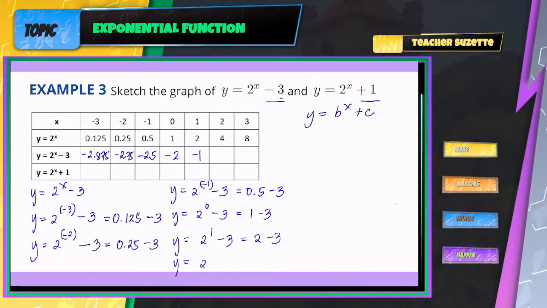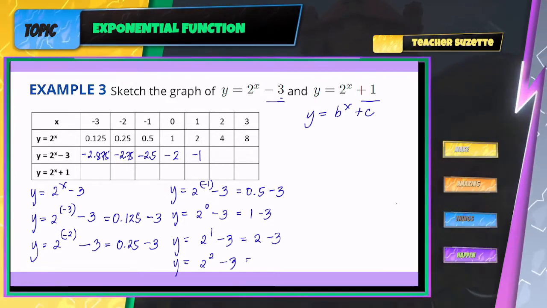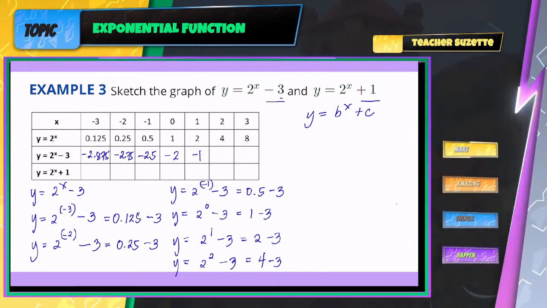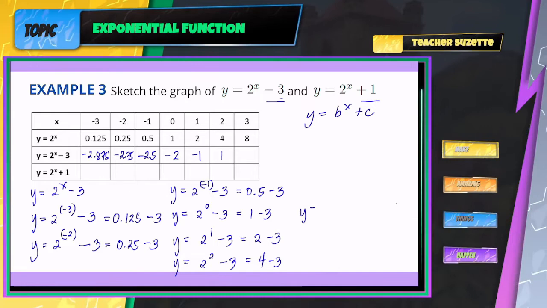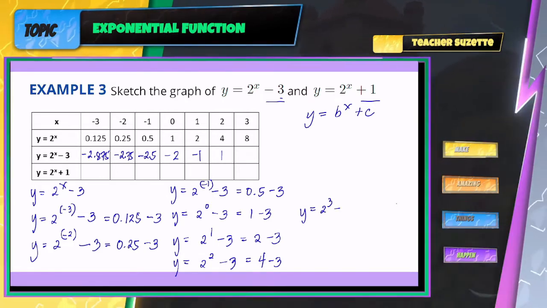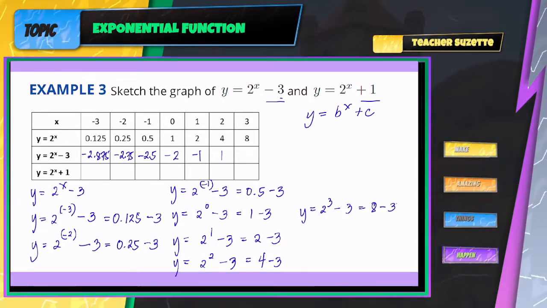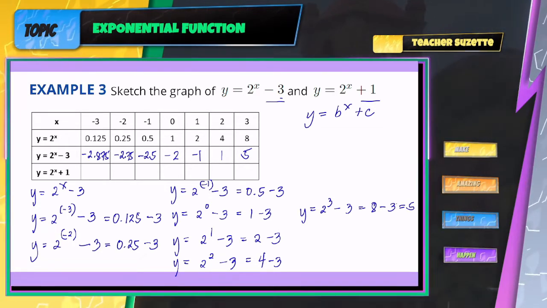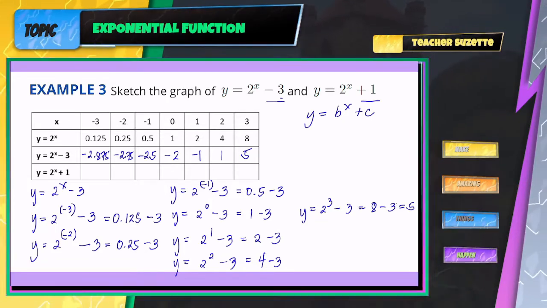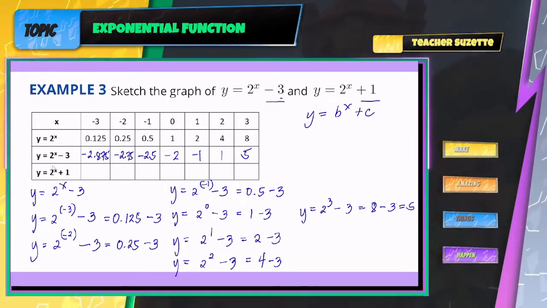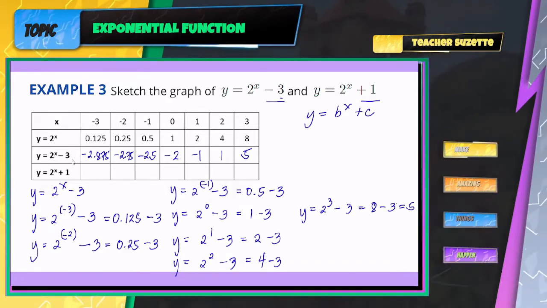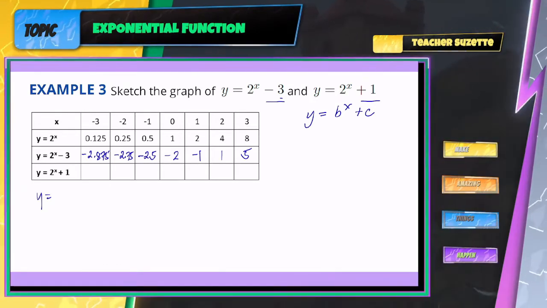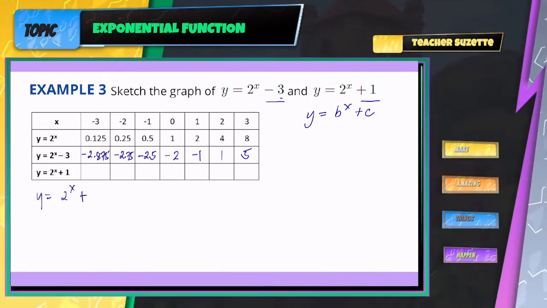Next, y is equal to 2 raised to 2 minus 3 and 2 raised to 2 is equal to 4 minus 3. 4 minus 3 is equal to positive 1. Last, y is equal to 2 raised to 3 minus 3. So, 8 minus 3 is equal to 5. So, ayan. Na-complete na po natin yung ating y coordinates for the function y is equal to 2 raised to x minus 3. Next, let's evaluate function y is equal to 2 raised to x plus 1.